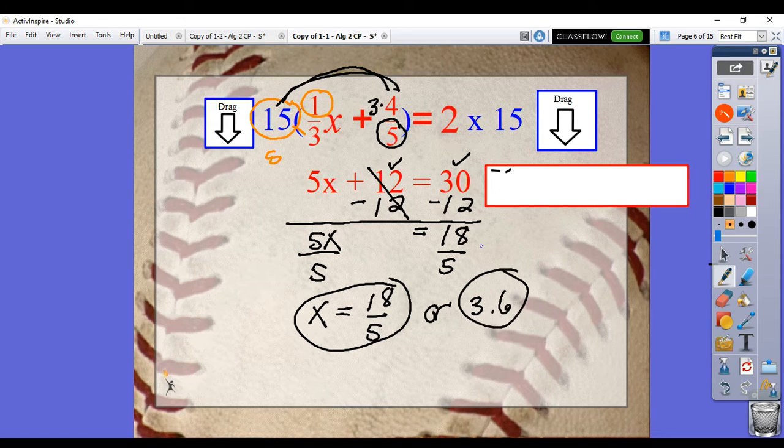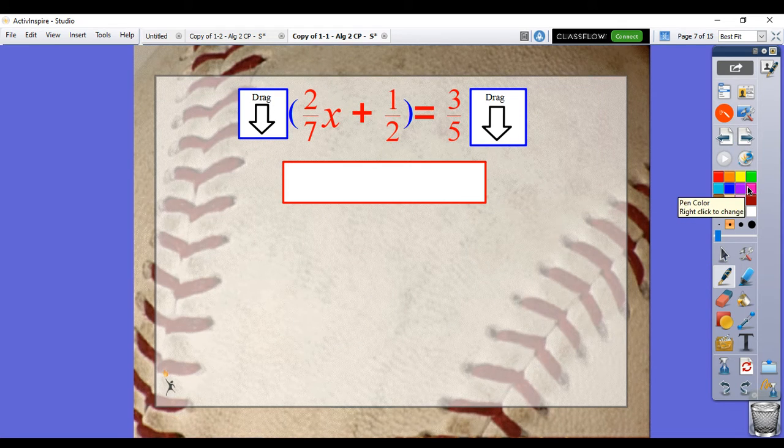3.6. Okay? Easy, right? Boom. Now let's do it one more time here.